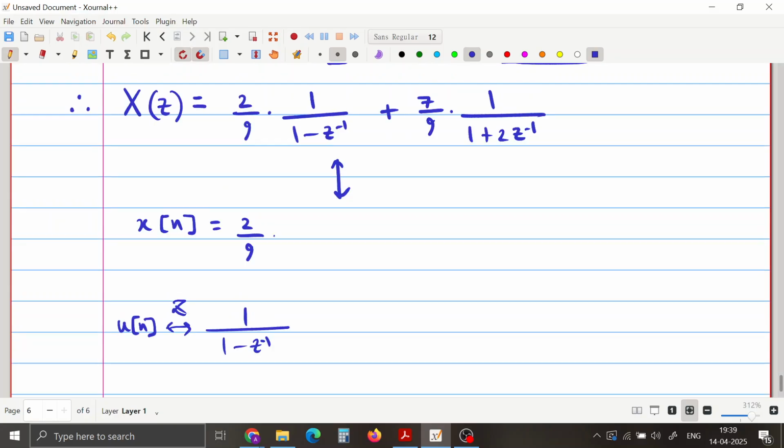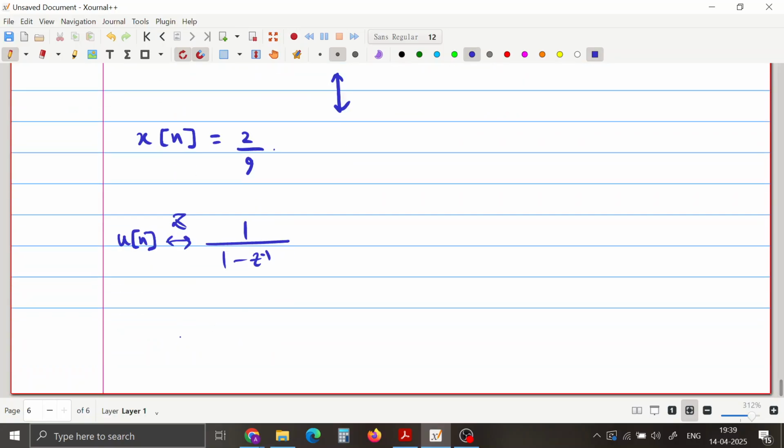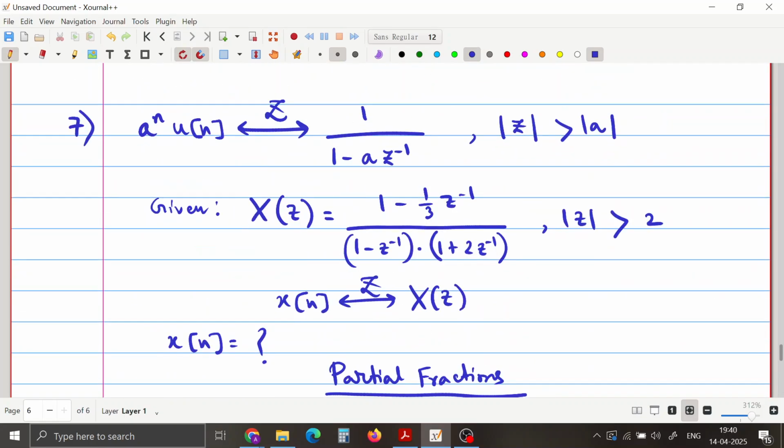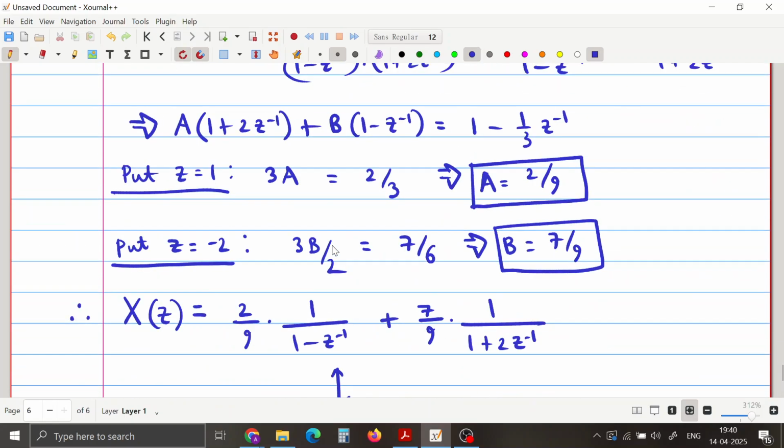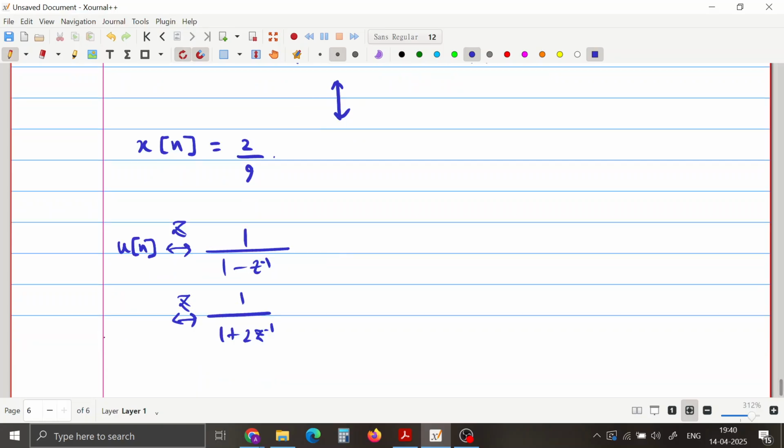And what about the other term, 1 by 1 plus 2 into z inverse? That will have an inverse z transform given by, so here my a is -2 basically, if you compare with that 1 by 1 minus a into z inverse form. So this will give you -2 to the power n into u of n as its inverse z transform.